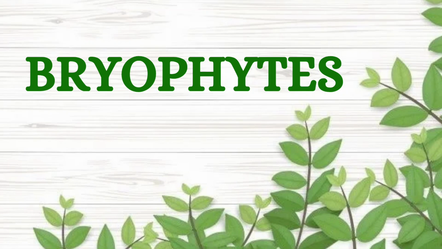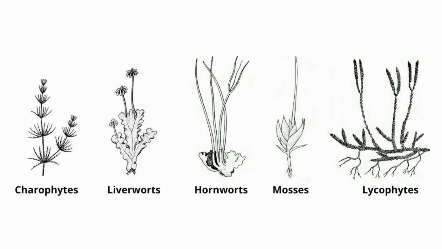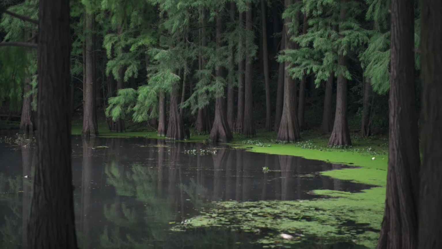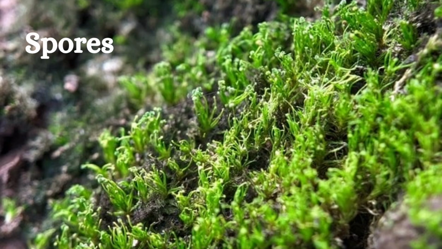Welcome to the world of bryophytes, the mosses, liverworts and hornworts. They are the oldest land plants on earth, or the first land plants, because they represent an early stage in plant evolution, transitioning from aquatic to terrestrial life. This transition required adaptations to survive on land, such as cuticle formation, alternation of generations, rhizoids and spores.